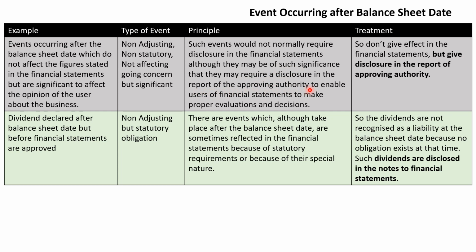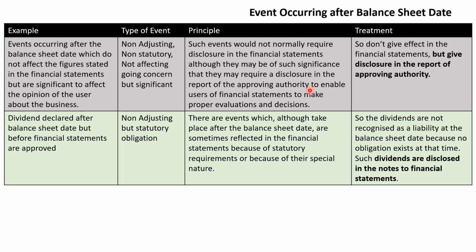So there is no disclosure in the balance sheet, there is no disclosure in the P&L account, but in the report of the approving authority, maybe the director's report. The director's report will specify. Nothing is in the P&L account debit side, nothing is in the balance sheet, nothing is by way of a note to the P&L account or note to the balance sheet. But the director's report, which is also given to the shareholders, there it will be mentioned that one of the factories has suffered damages due to fire.